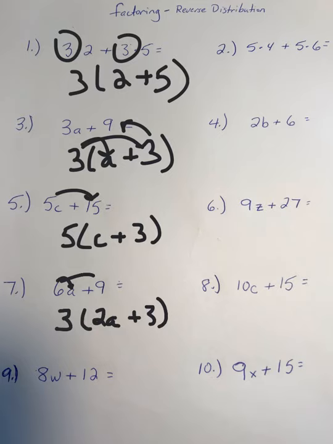And number 9, you have to decide what goes into both 12 and 8. Let's see, 2 does, so we could pull a 2 out of there, but I want to see if there's a bigger number I could pull out. 3 does not, 4 does. 5, 6, 7, 8, none of those do. So I'm going to actually pull a 4 out of there. To get to 8 would be 4 times 2w, that would give me 8w, plus 4 times what is going to be 12? It's 4 times 3. So 2w plus 3.